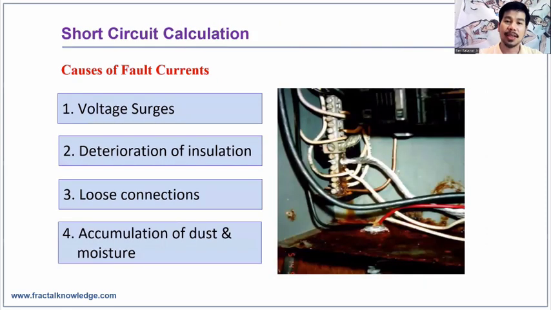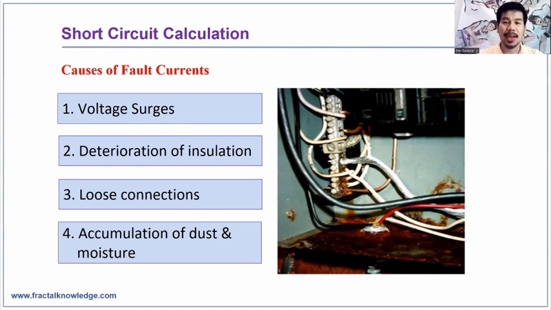The fourth cause is accumulation of dust and moisture in electrical equipment. This is another cause of a fault, especially in areas where condensation is high. When an electrical system or electrical equipment is exposed to dust and moisture, short circuit is likely to happen. Electrical inspection should be a system or a normal preventive maintenance process in your company to avoid this scenario.